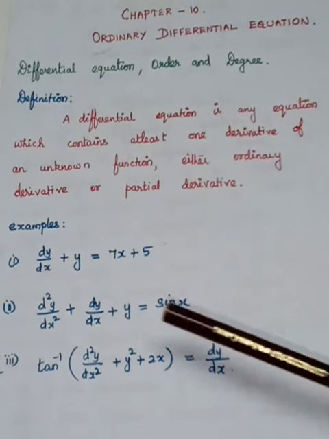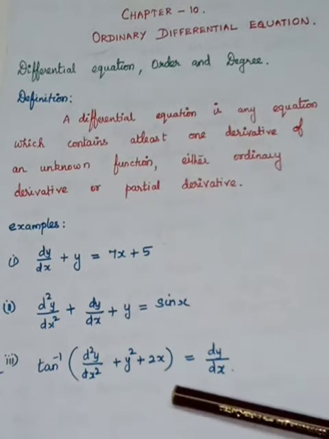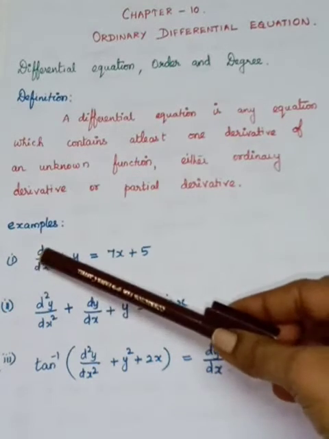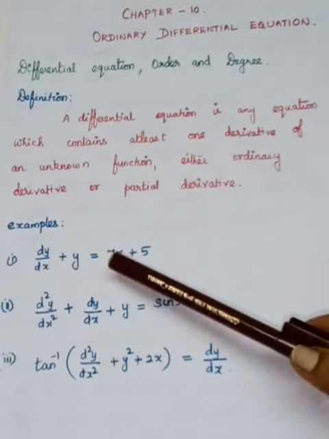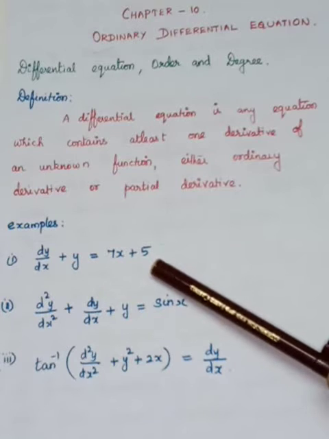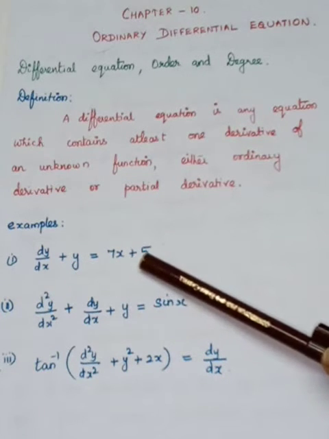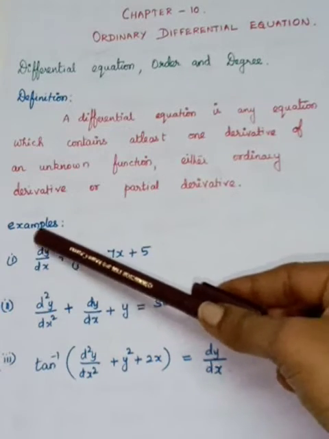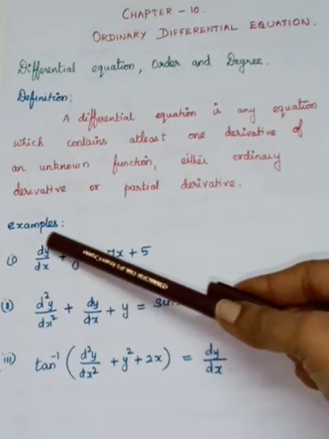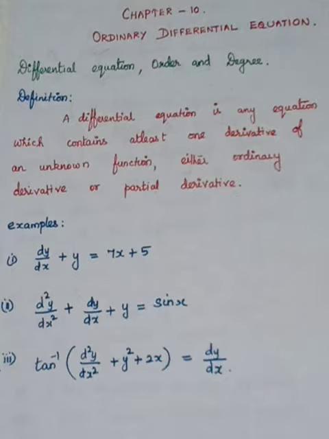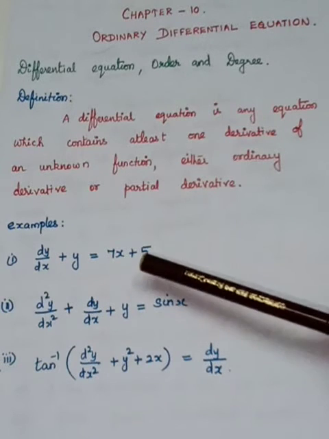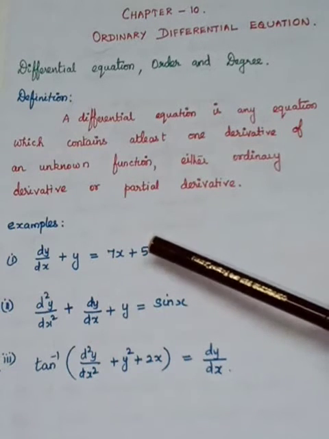You see some examples I have given for the ordinary differential equation. See, dy by dx plus y is equal to 7x plus 5. Here the variables x and y are involved, along with the first order derivative dy by dx. So this equation is called a differential equation.